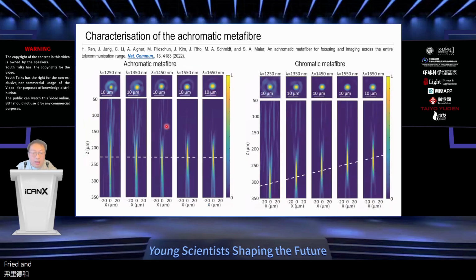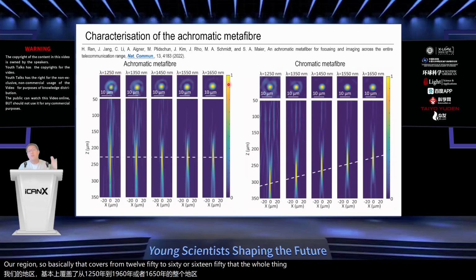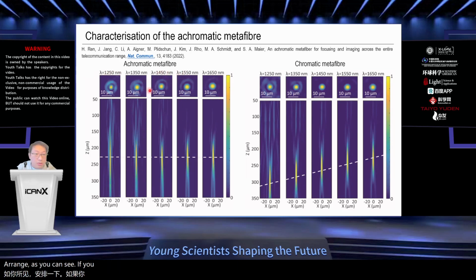And this is the performance of this achromatic metafiber from its single mode region. So basically that covers from 1250 to 1650 nanometers, that's the whole single mode operation range. As you can see, if you use our achromatic metafiber, basically you can get the focus at more or less the same position.